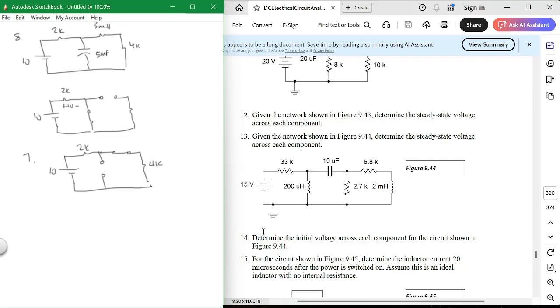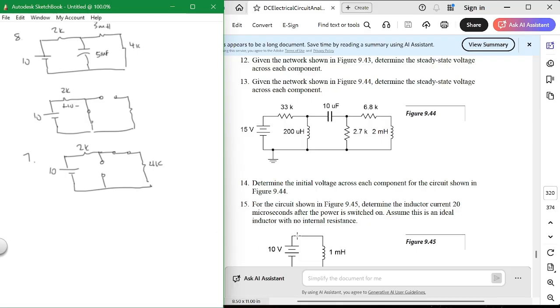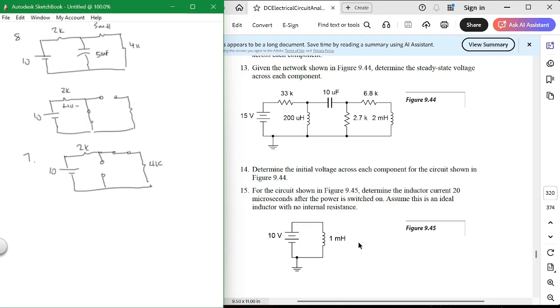I want to get down to, let me see here, number 15. So this one is determining inductor current 20 microseconds after the switch is turned on. Assume this is an inductor and there's no internal resistance. That's a big assumption because there's always internal resistance, but let's just pretend, okay? So here is the issue. We've got number 15. We have ice, and a lot of it today, and we have Eli.